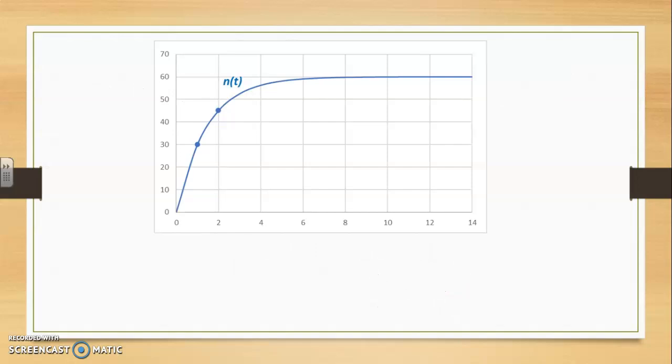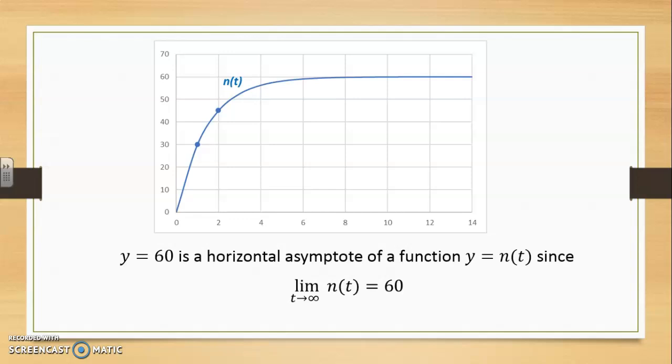Graphically, here's our evolution of the number of infected students, going from 30 to 45 between time 1 and time 2. And as we move forward, the number of infected students will eventually flatten out. Therefore, y equals 60 is a horizontal asymptote of the function y equals n of t, since the trend of n of t as t goes to infinity is to head towards 60.